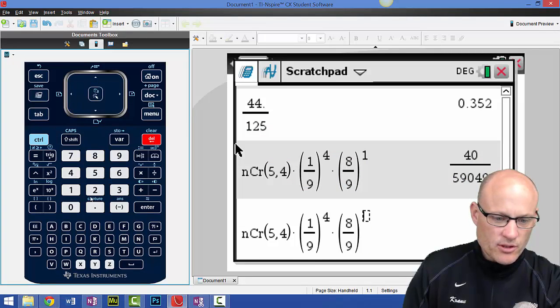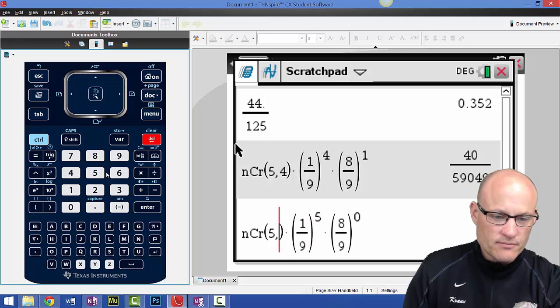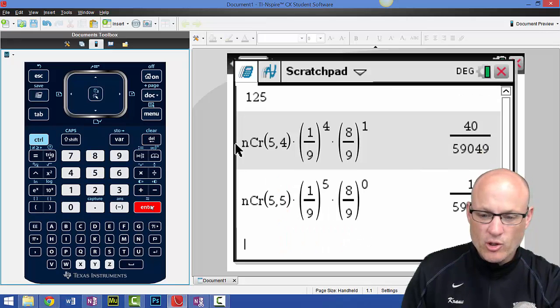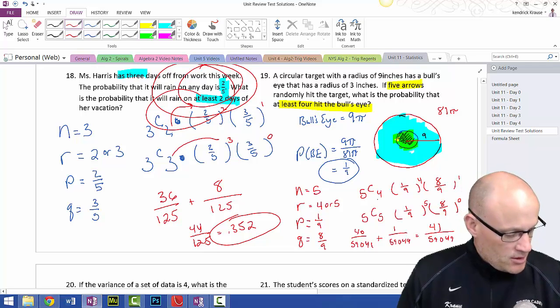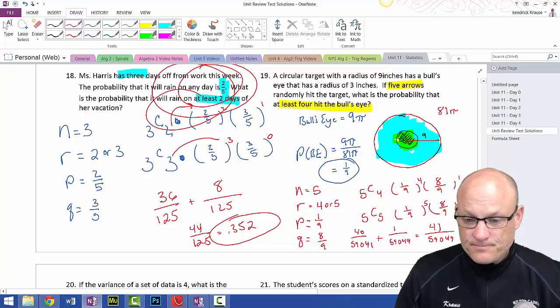This becomes a 0, or I can just delete it. This becomes a 5. And this becomes a 5. And this is 1 over that. So plus 1 over 59,049. So my answer is 41 over 59,049, which is really small.